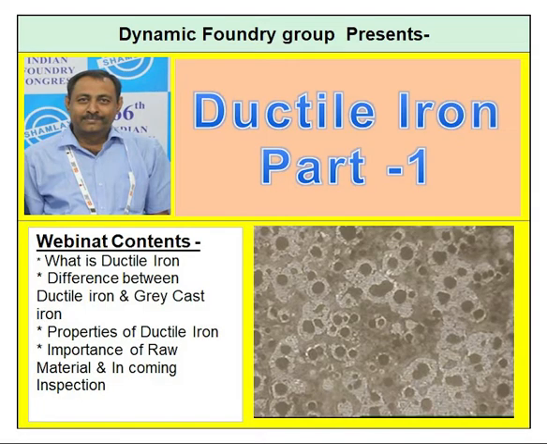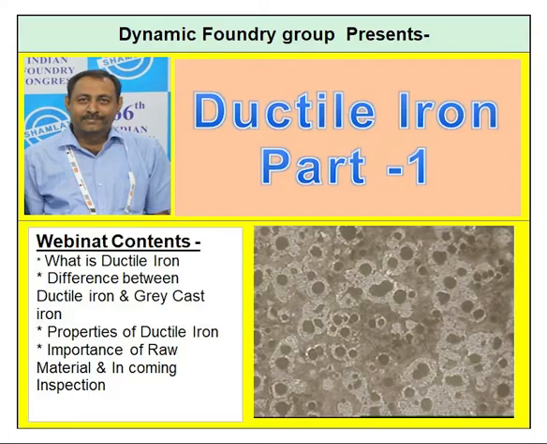As we all know, ductile iron is known by various names like SGI, spheroidal graphite iron, and nodular iron. As nodules are round in shape, it is also called nodular iron. So these are the various names. Physical properties, as we all know, are strength and elongation. We'll go into details in future slides.